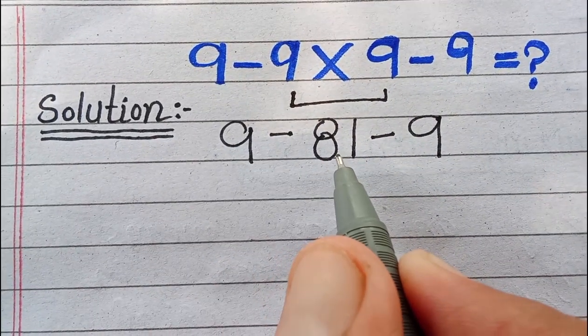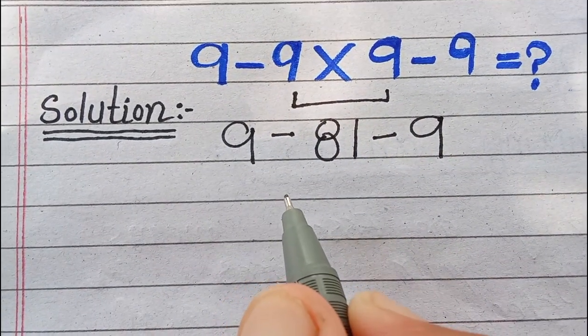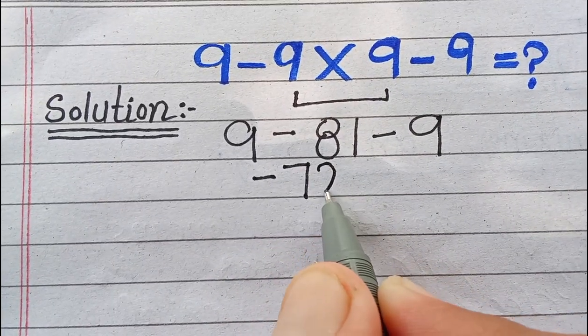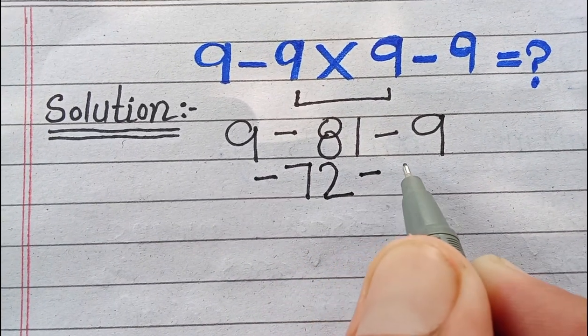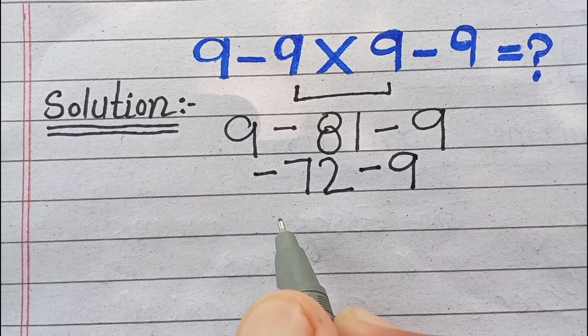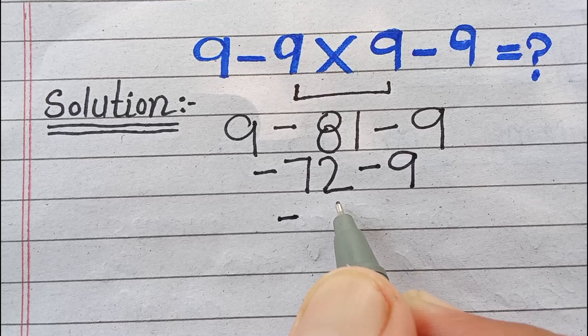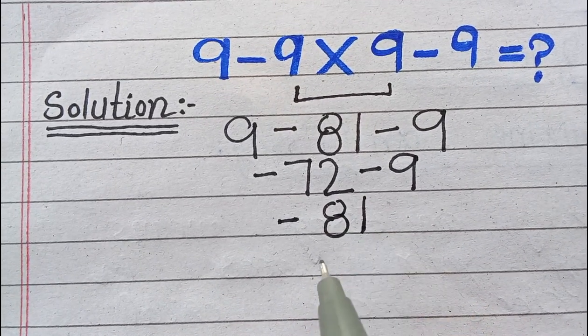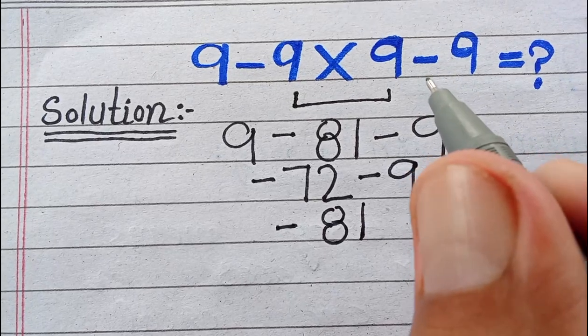So 9 minus 81 is minus 72. Okay student, minus 9. Minus 72 minus 9 is again equal to minus 81. Student, this is our final answer of this expression.